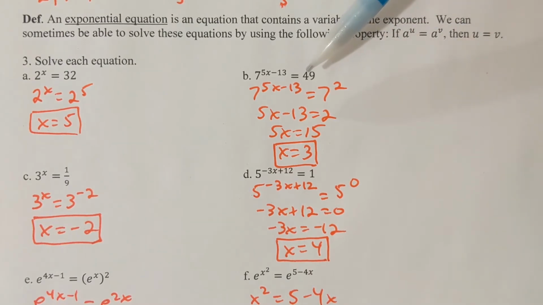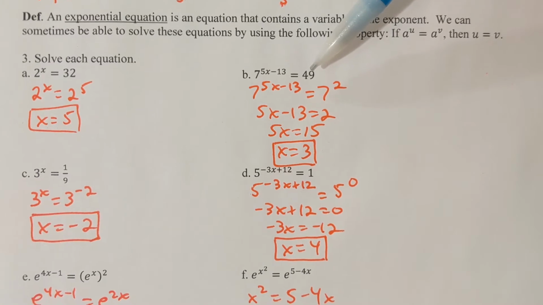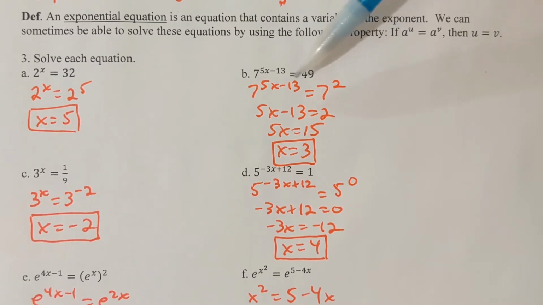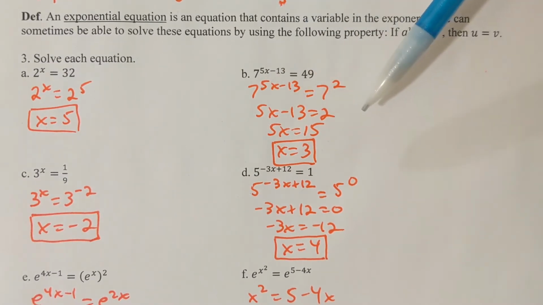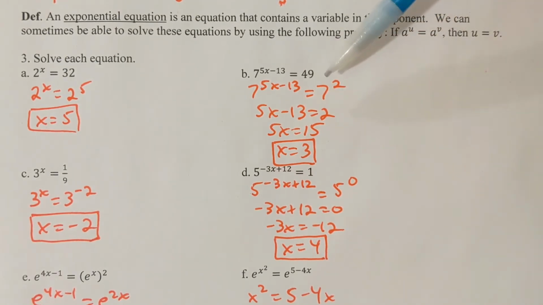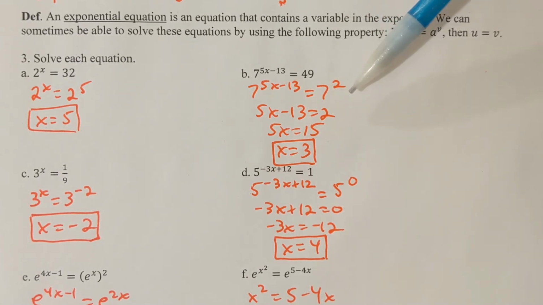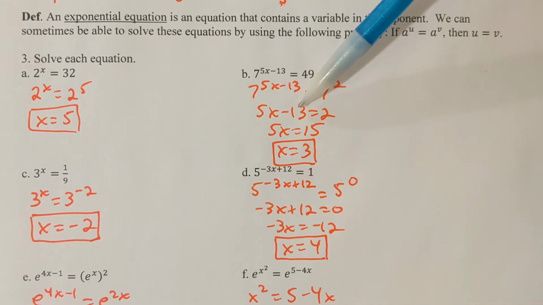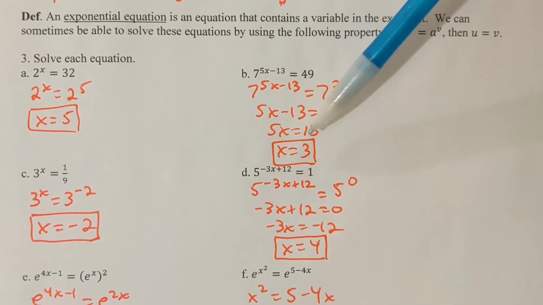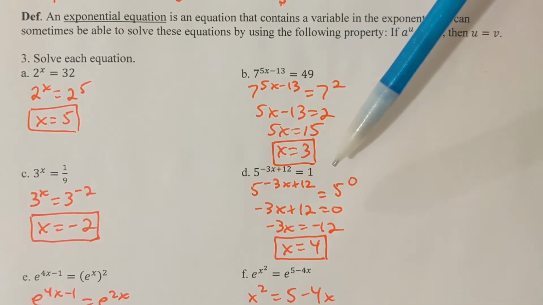Okay, part B, you're going to solve for x. Well, in this one, you can get base 7 on both sides. I know 7 squared is 49, so where I see the 49, I'll just replace that with 7 squared. And then I can remove the base 7 on both sides and then set the powers equal there. Add 13 and then divide by 5 and you get x equal 3.